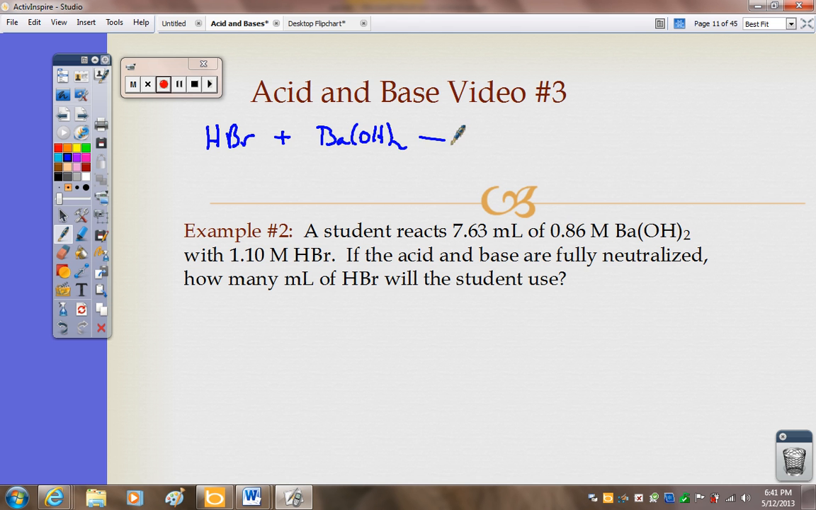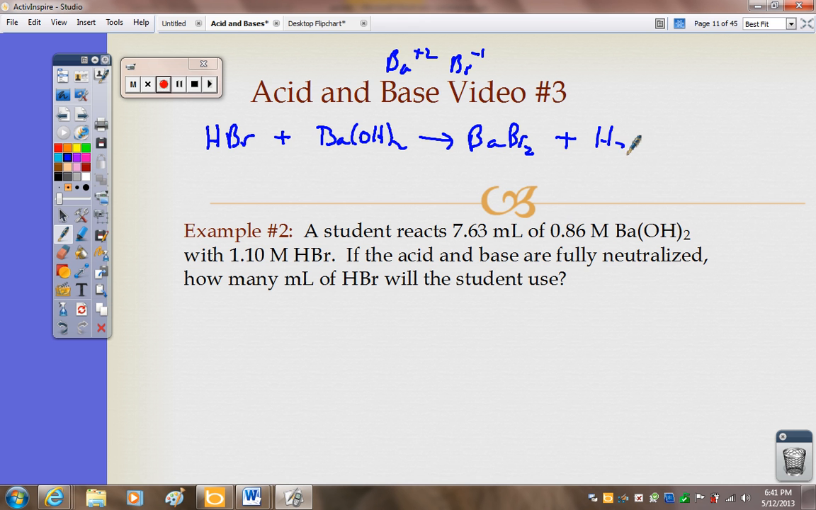And as expected, when we have Arrhenius acid and Arrhenius base, it's going to be a double displacement. So the barium goes with the bromine. Barium on your periodic table is a +2. Bromine is a -1. So I'm going to need to have 2 bromines. So this is a 0 or neutral compound. H goes with OH to give H2O.